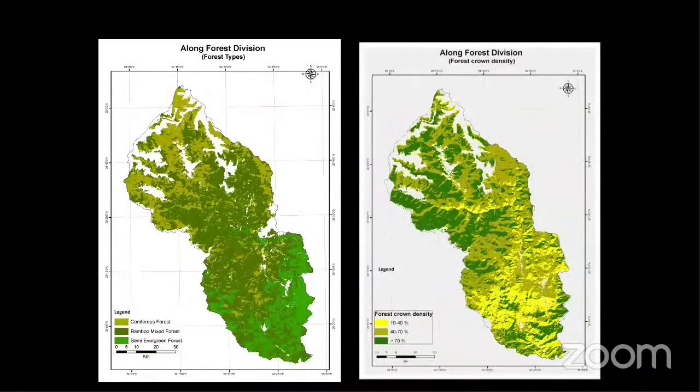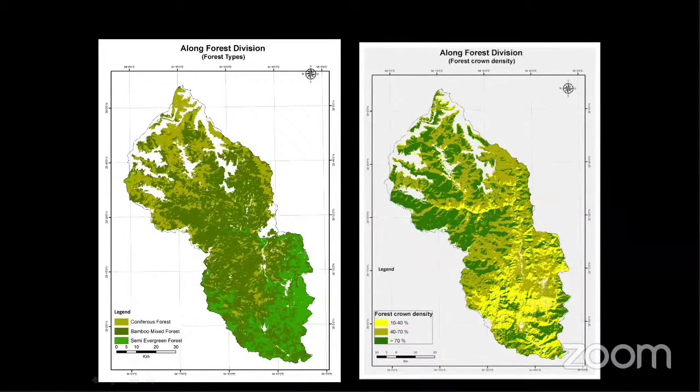Now I'm coming back to some examples from the actual work, from the case studies. Here is one example from Along Forest Division. Here is the forest type. We have regrouped the entire Along Division into only 3 forest types. And then as per FSI, density has 3 classes: 10 to 40, 40 to 70, and above 70. So here we get 3 into 3, which is 9 strata.